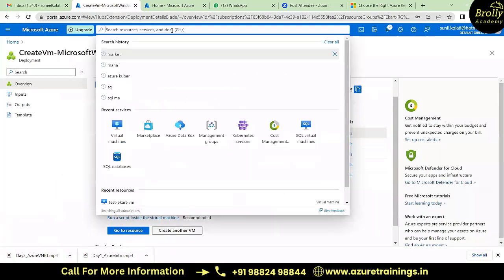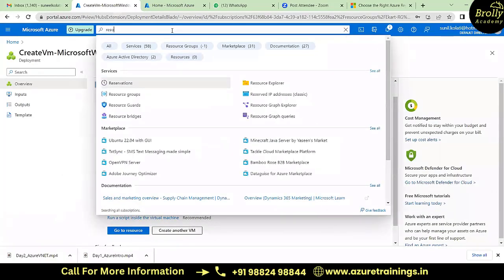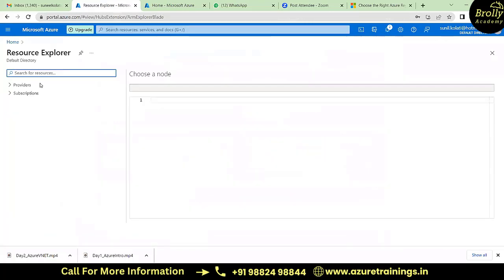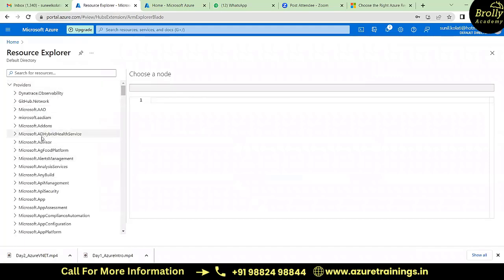We can see resource providers in Resource Explorer. We have one tab called Resource Explorer. If we go to Resource Explorer, these are all the providers. I showed you nearly 3,500 services, right? All these services are going to be created with the help of these providers. I'm not sure why it is taking this time. See, these are all the providers.